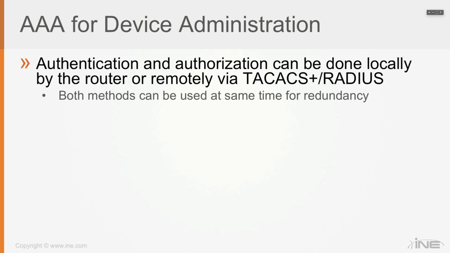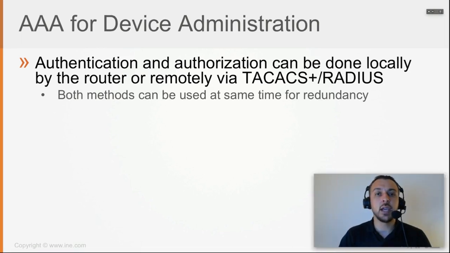Both methods, local and remote, can be used at the same time for redundancy. So as you're going to see, we're going to configure authentication and authorization via the remote server with a fallback on local, so that if the connection with the remote TACACS server fails, we're still going to be able to authenticate and authorize users against the local database.